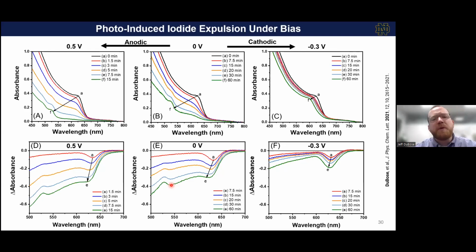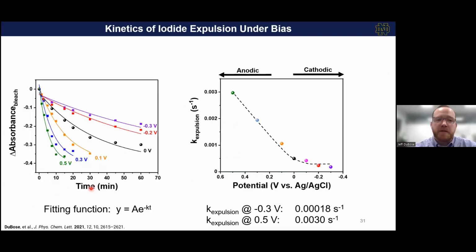And so what we do is we basically take the absorbance traces over time and we back out the kinetics of this process, right? So this is the change in absorption versus time at that bleach feature around 625 nanometers for multiple different applied potentials in this process. And when we fit the kinetics of this with a simple sort of pseudo-exponential or pseudo-first order process, what we get is the rate constant of iodide expulsion demonstrates a very clear response based on the applied potential, right? It's fastest in the case that we're applying 0.5 volts versus silver chloride, and we get a direct suppression of that once we go to more negative potentials.